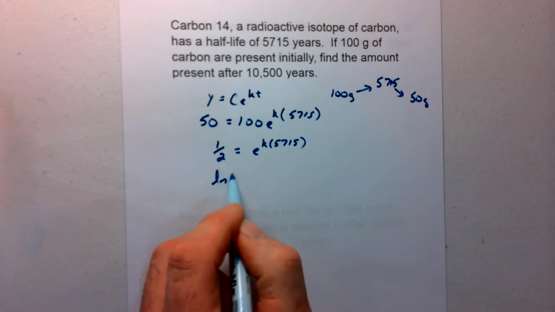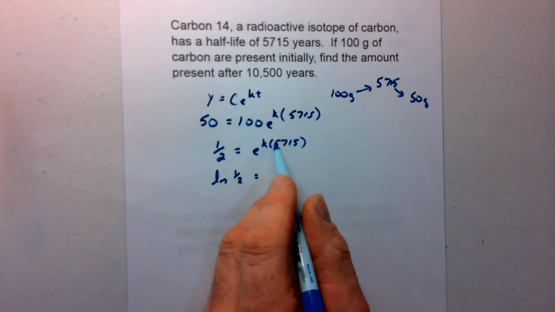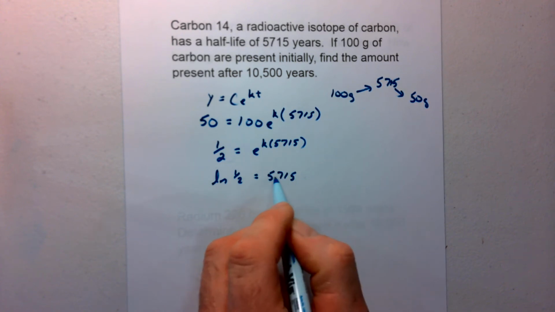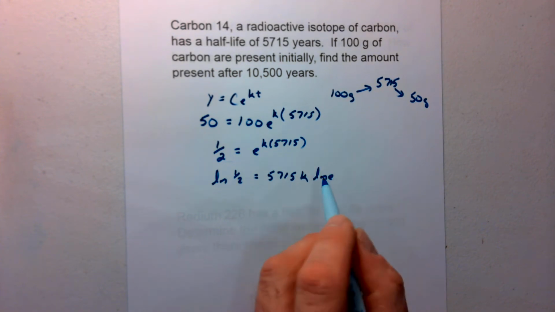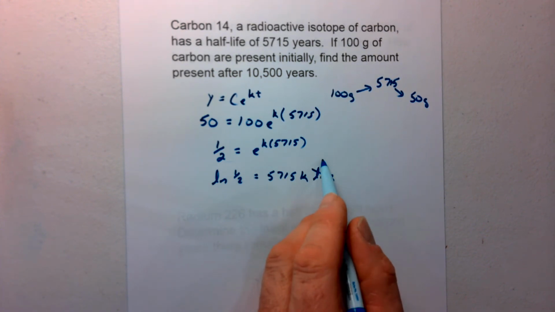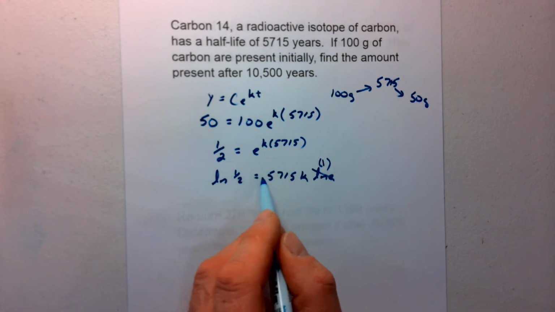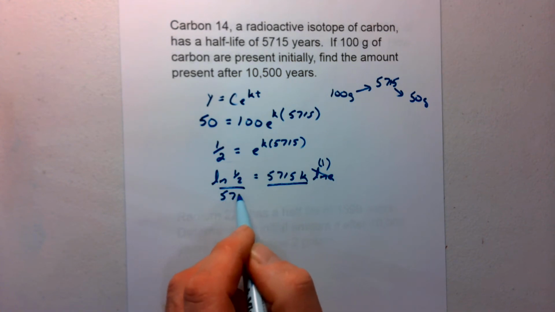Well, I can go ahead and take the natural log of 1/2 equals the natural log of e to that exponent. I can bring this exponent to the front. So 5,715k times the natural log of e. And we know the natural log of e is 1. So I have the natural log of 1/2 equals 5715k. I can go ahead and divide by my 5,715.